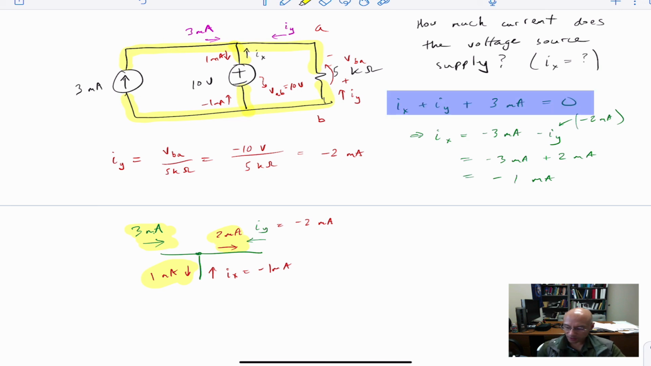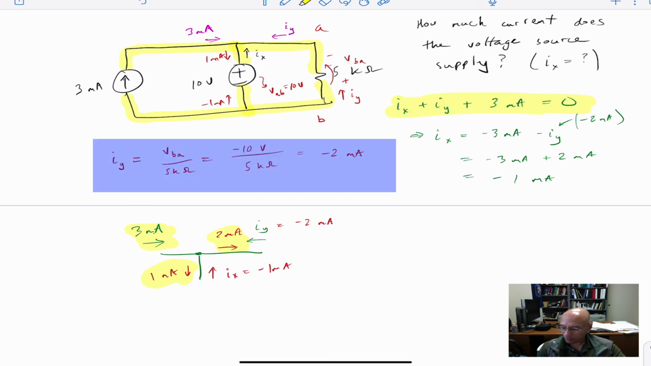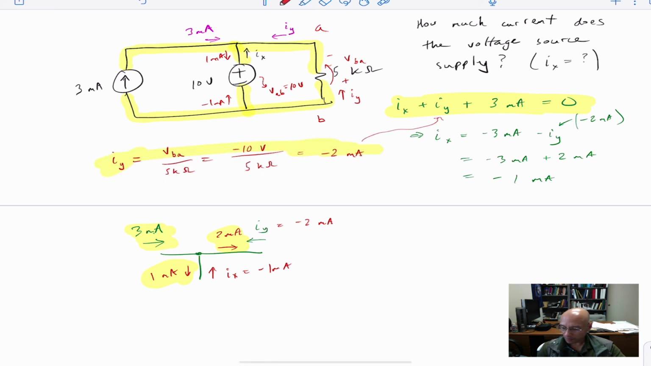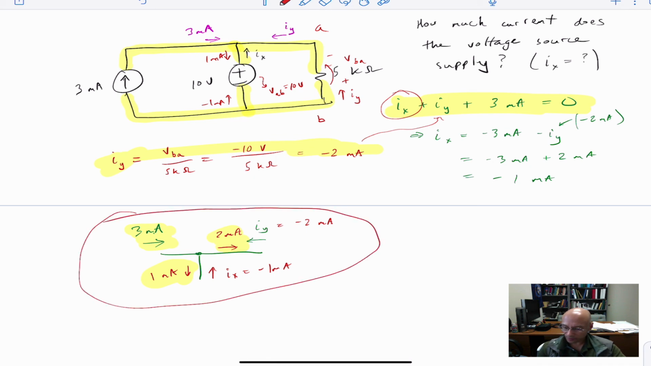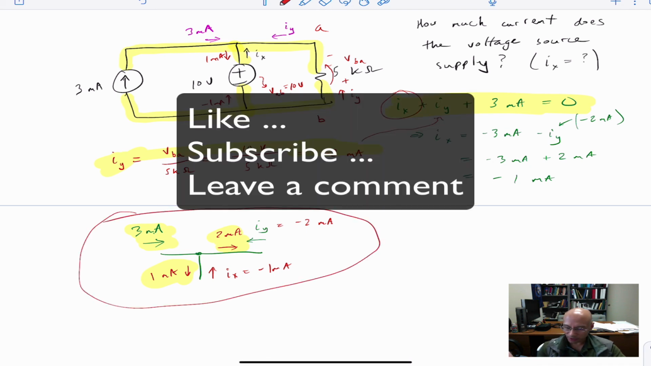So here I used a Kirchhoff's current law equation. I then used Ohm's law to identify one component of that equation, and that allowed us to unravel the last part. And finally, we checked our answer to see that it makes sense. I hope that was a helpful introduction to Kirchhoff's current law.